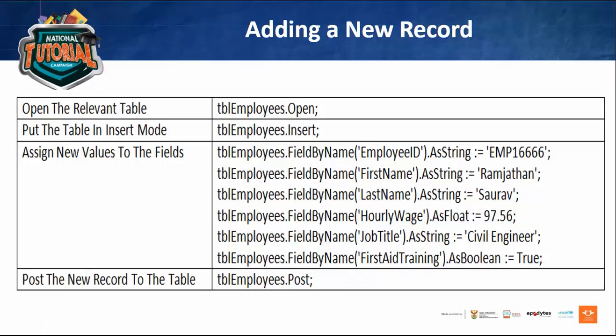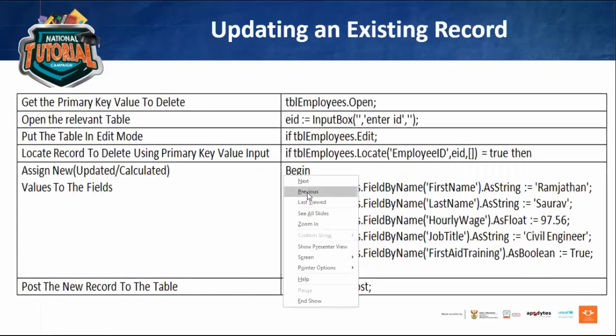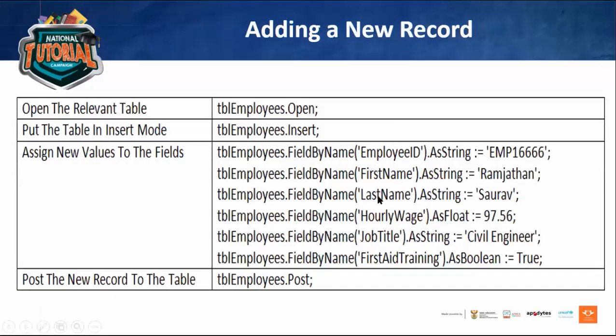So we put it in insert mode, and let's go and look at our code. This should look familiar to you. TBL employees.open, TBL employees.insert, and I'm using field by name here. Now remember, it's 0, 1, 2, 3, 4, 5, right? Field by name will make it easier for you to remember what data you're putting there, but you're going to have that annexure with you. It's the last page in your question paper.